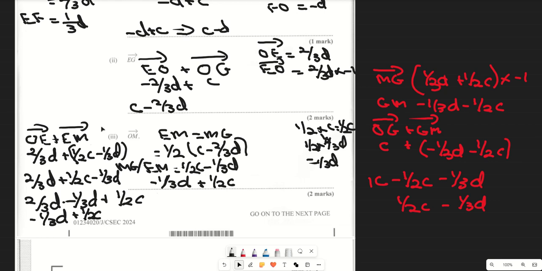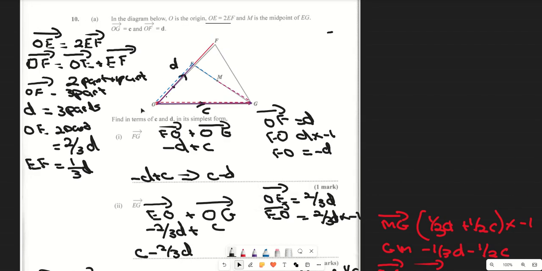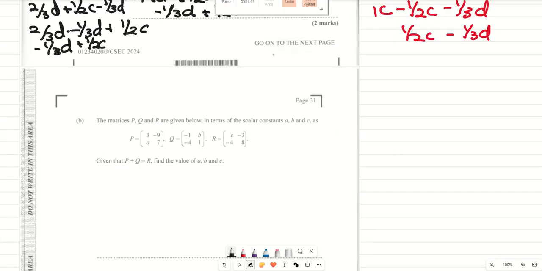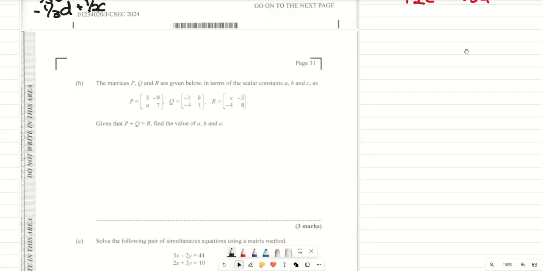Does not matter the order in which you do it, you're going to get the same answer. If you went the direction of O to E and then E to M, you'll get the same answer. And if you went O to G and then G to M, again, you'll get the same answer. So it doesn't matter which location or which direction you go, you're supposed to get the same answer for what OM is equal to. So now we're going to do part B.